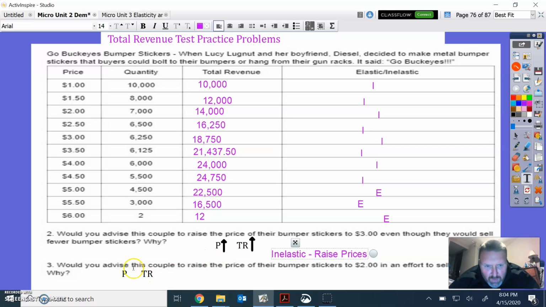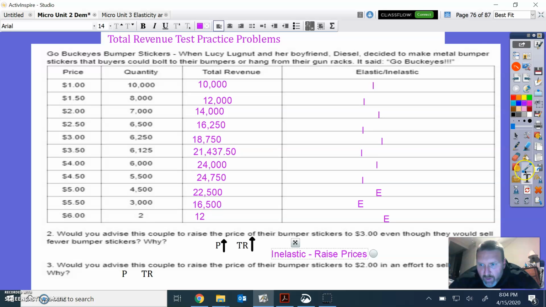Would you advise this couple to lower the price of their bumper stickers to $2 in an effort to sell more? Okay, this shouldn't say raise them, it should say lower. And the answer is no, because if I go from 3 to 2, price is going down, and total revenue is going down. That's inelastic. I don't want to lower prices. I want to raise prices. The question is, where should I end?